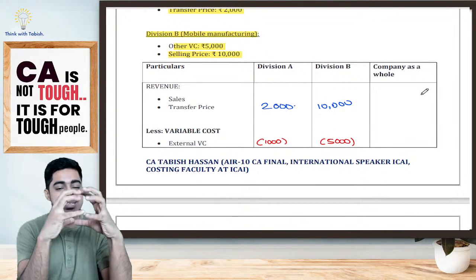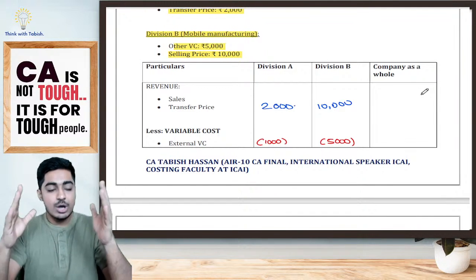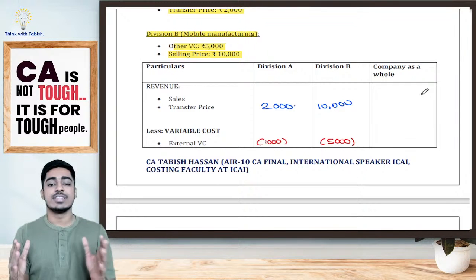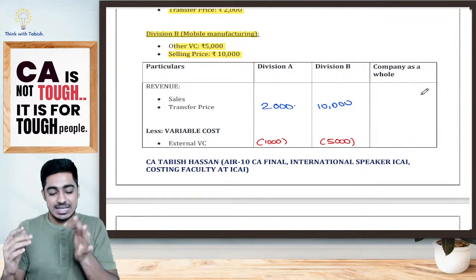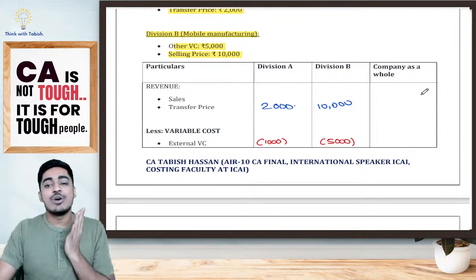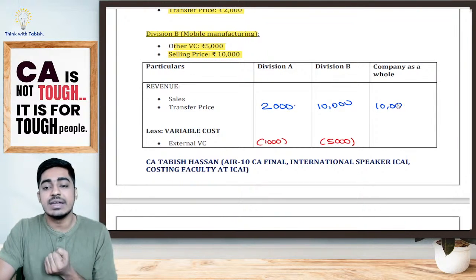Now we have looked at what is division A and what is division B. Now look at it from the perspective of the company. What is the company selling? Is the company selling Android? No, Android is an internal transfer. The company is eventually selling the phone. How much revenue is the company getting? Yes, the company is getting 10,000 rupees from the end customer.